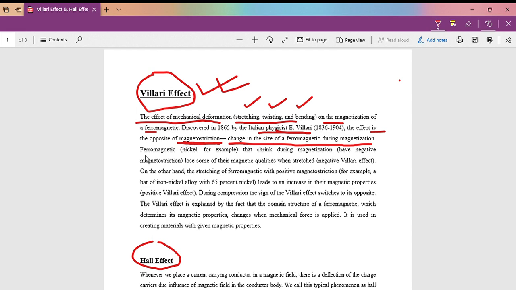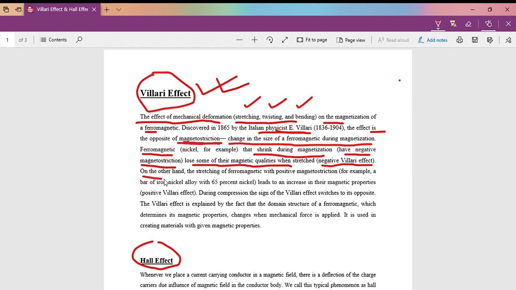Clear? We know nickel is a ferromagnetic material, right? And it shrinks during magnetization. That means if you apply an external magnetic force to nickel, it will shrink, and so this can be referred to as negative magnetostriction. So I think it is clear to you what the Villari effect is. And also in this case, the ferromagnetic material loses some of its magnetic qualities when stressed. That means again it is the negative Villari effect.